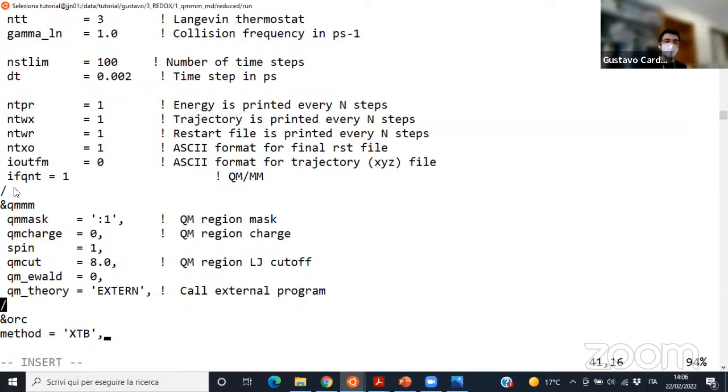And afterwards, you close the QM section, and there is yet another section that will define which software you're using. So here it is called &orc. But if you want to use any other quantum chemical package that, of course, has an interface with Amber, this keyword is most likely going to be different. So, for example, there is one with Gaussian, in which case the keyword is Gau. There is one with Terachem, there is one with NWChem, and so on and so forth.